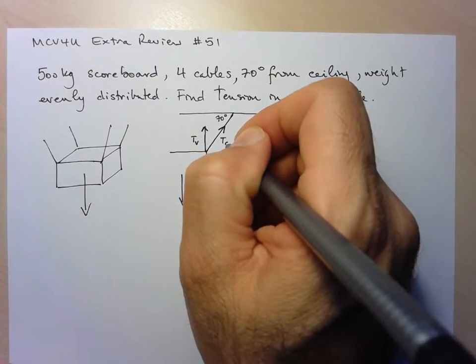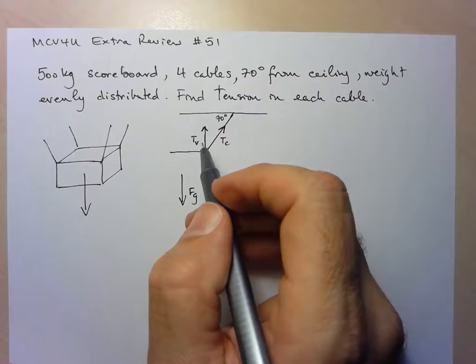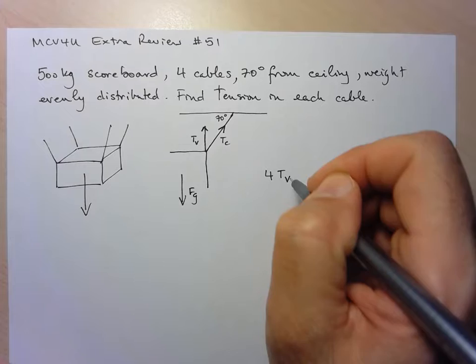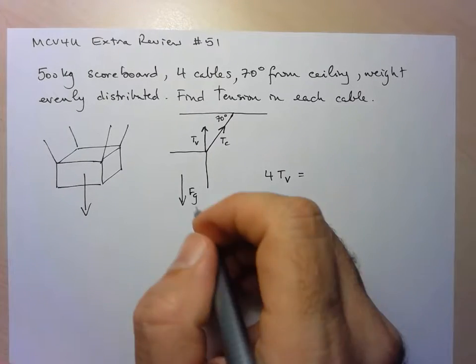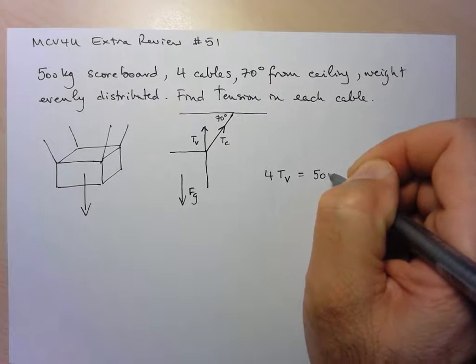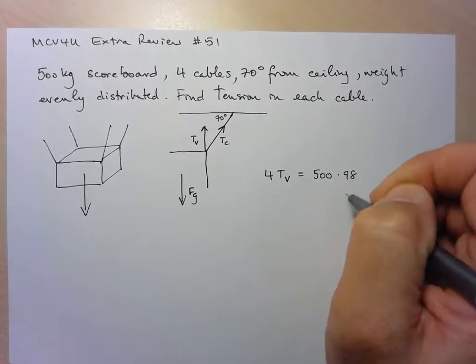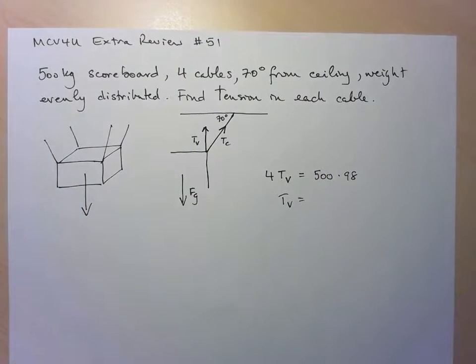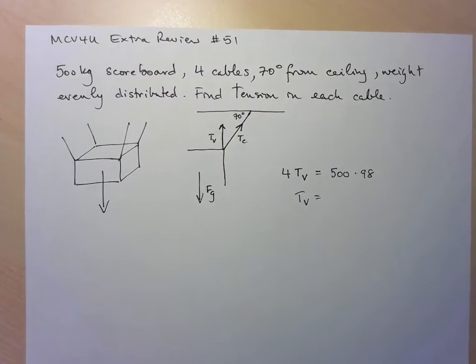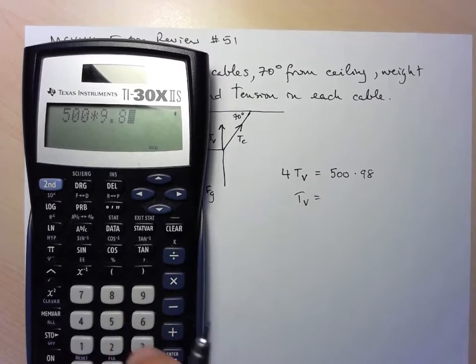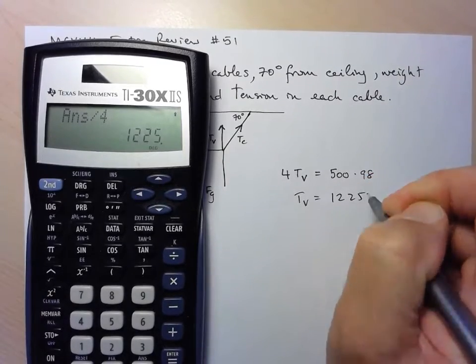This will be the tension in the cable here. But because there's 4 of them, 4 times the vertical component of the tension in 1 cable is just going to be equal to the force due to gravity going in the opposite direction, which is just going to be 500 times 9.8, since we have the mass. And so the vertical component of the tension vector on one of these is given by 500 times 9.8 divided by 4, which is 1225 newtons.